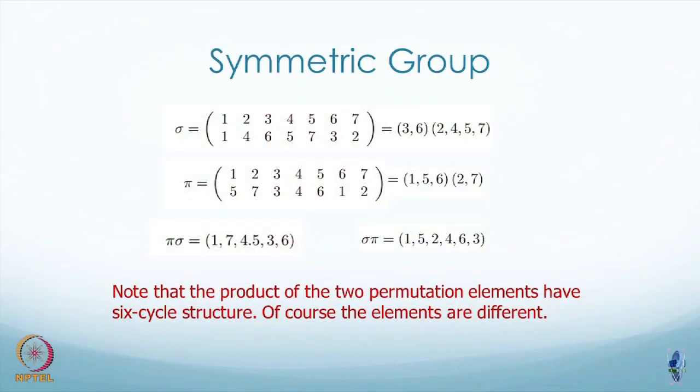Okay, so I have tried to recap some more examples, sigma and pi, and also we did pi sigma, which gave you a 6-cycle structure, and then sigma pi is another 6-cycle structure. And interestingly, the order of multiplying two different elements gave you the same cycle structure. But the elements are different. As an element, this is very different from this element, but both have the same cycle structure. So, it is a 6-cycle structure. This is also a 6-cycle structure, that is important to note here.